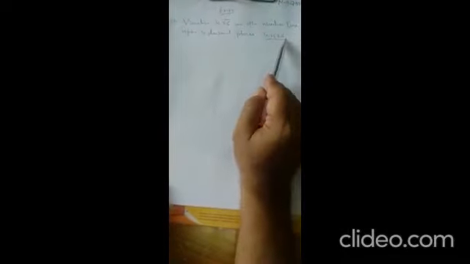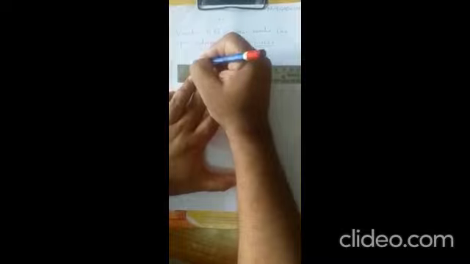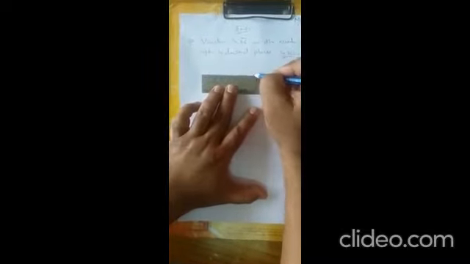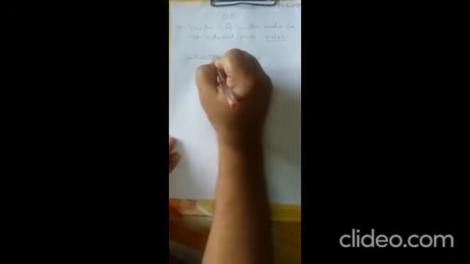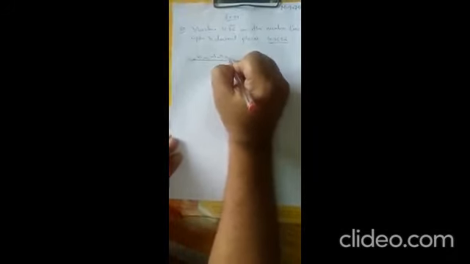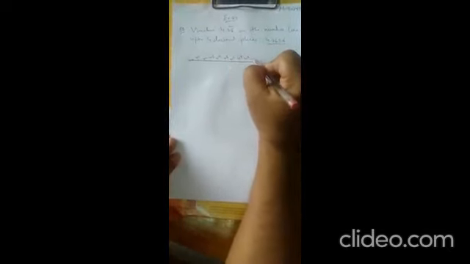After 4, what will come? 5. So first we draw a number line between 4 and 5, line segment of 4 and 5, and divide it into 10 parts. 1, 2, 3, 4, 5, 6, 7, 8, 9, 10. Start with 4.0, 4.1, 4.2, 4.3, 4.4, 4.5, 4.6, 4.7, 4.8, 4.9 and 5.0.